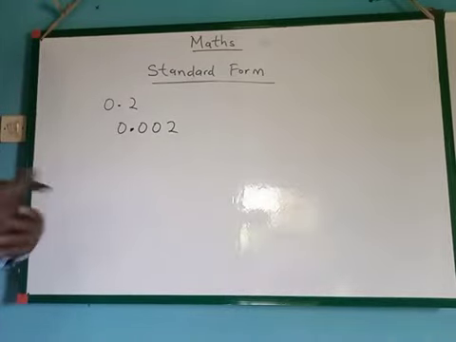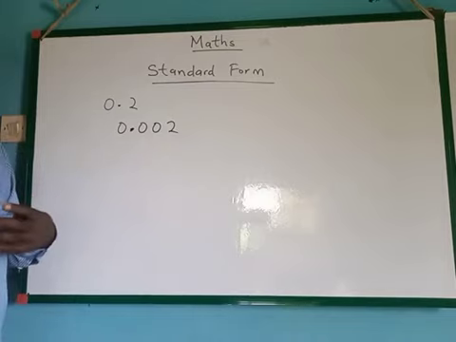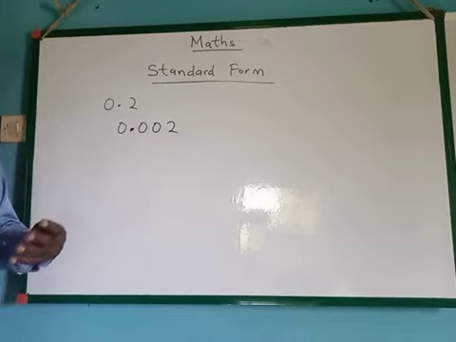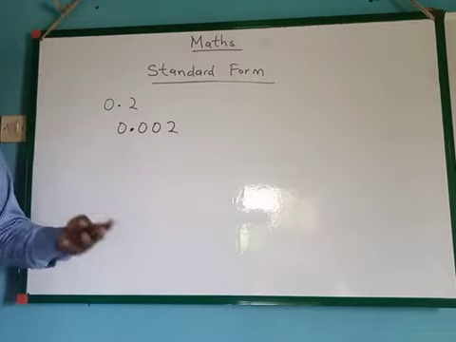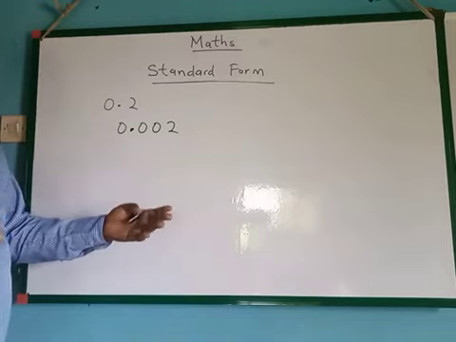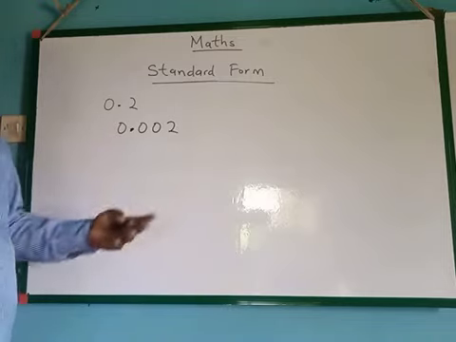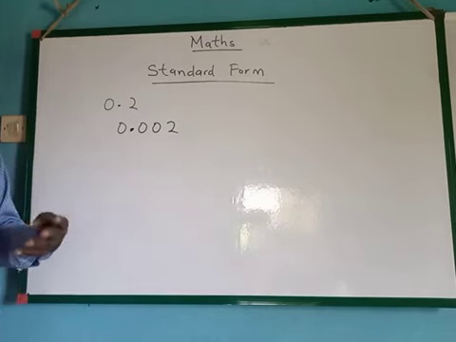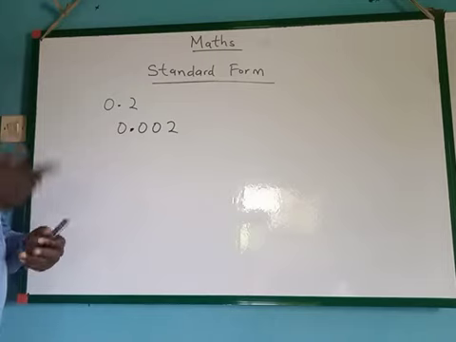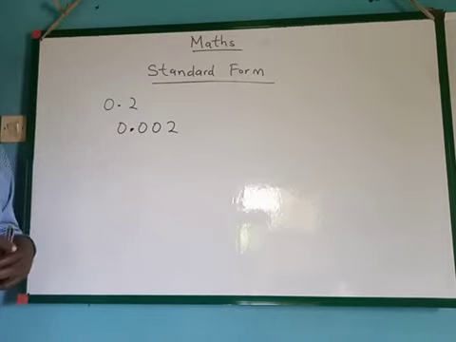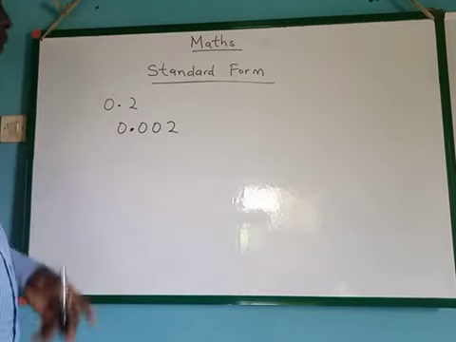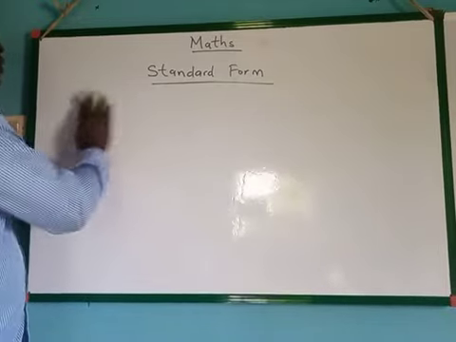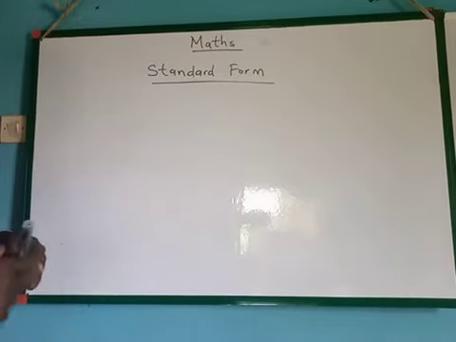So these are different from the first ones we dealt with, when we were dealing with numbers like 10, 20, 100, 1000, 100,000, that were more than 10 or greater than 10. So today let us look at how we change these numbers to standard form. The rules are the same.